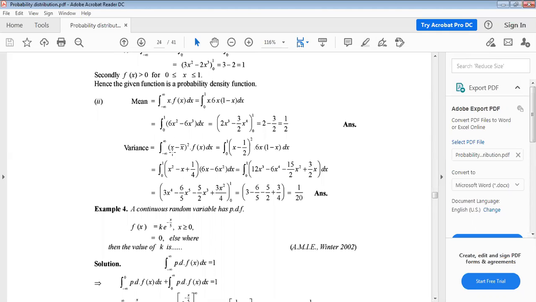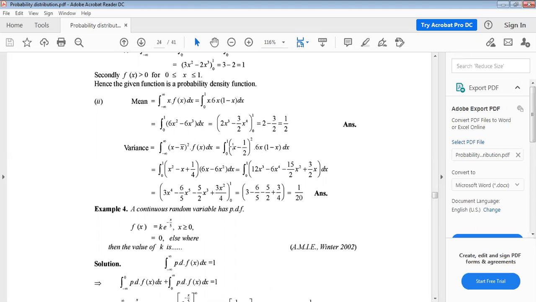Now variance equals, this is the variance formula for a continuous probability density function: the integral from minus infinity to plus infinity of (x minus x bar) whole square f of x dx. X bar means the mean, which is actually half. So x minus half whole square f of x dx.